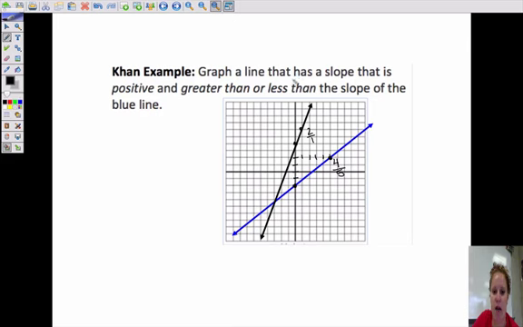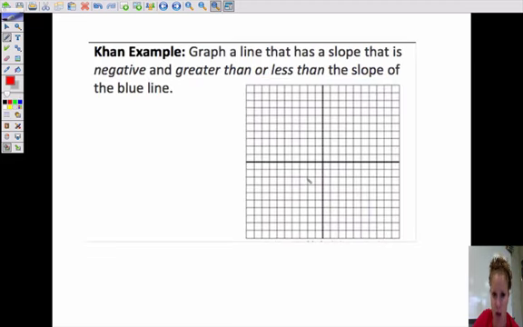So that's going to be what they mean there, okay? They could say greater than or less than. So if we wanted to go less than the blue line, then we'd have to make it still positive but more shallow. So like this line would be, we go up 1 and over, it looks like 4. So 1/4 is less than 4/5. 2 over 1 is greater than, okay?